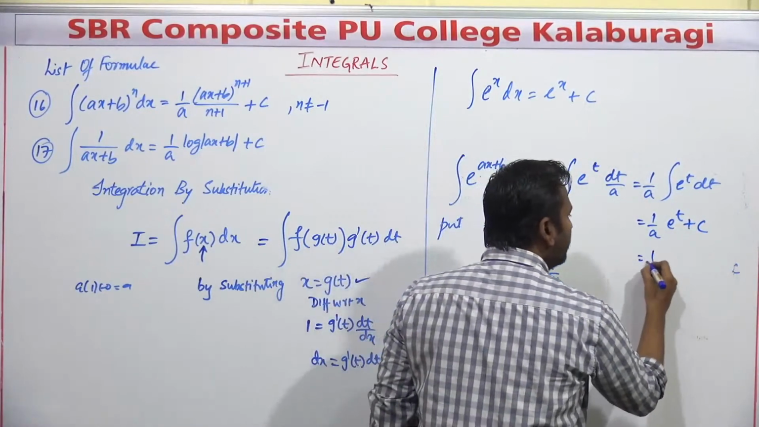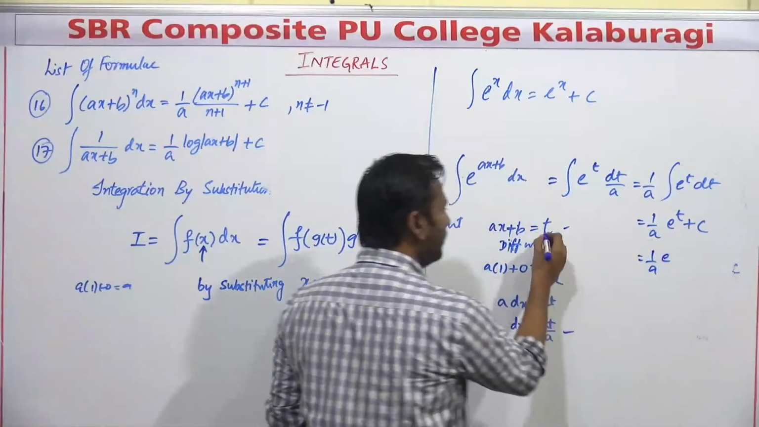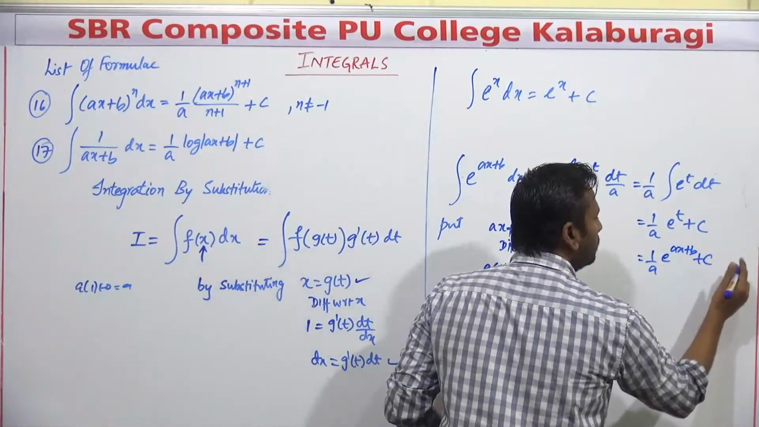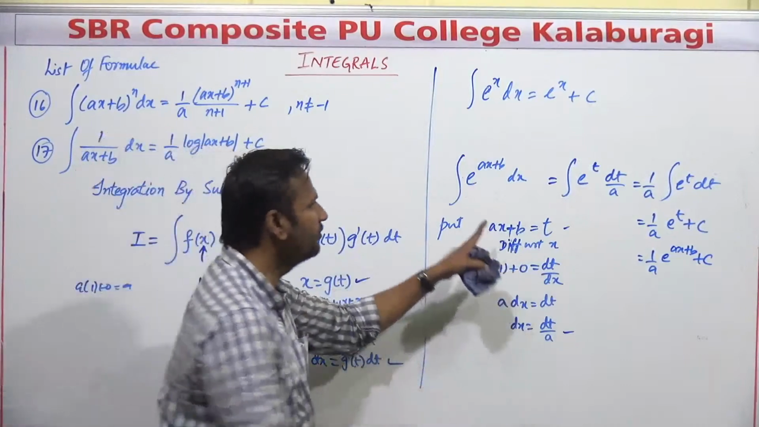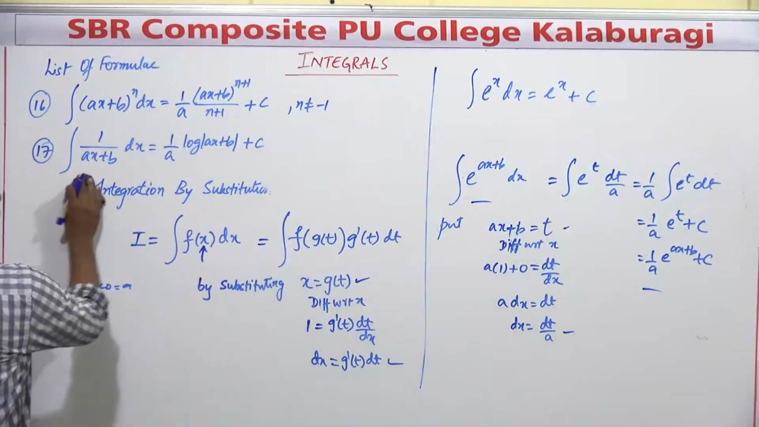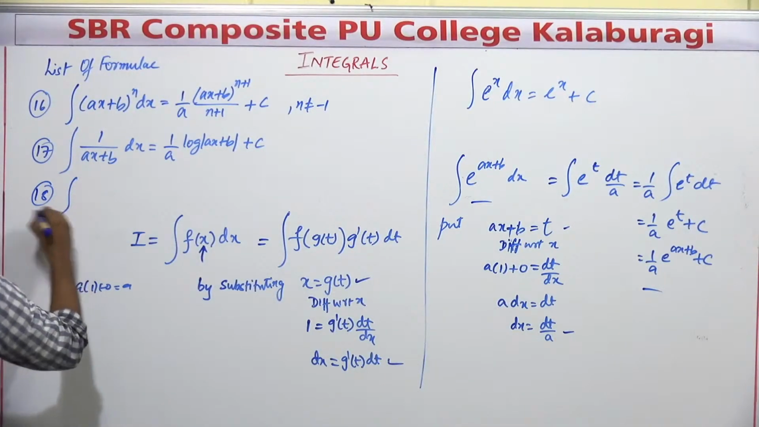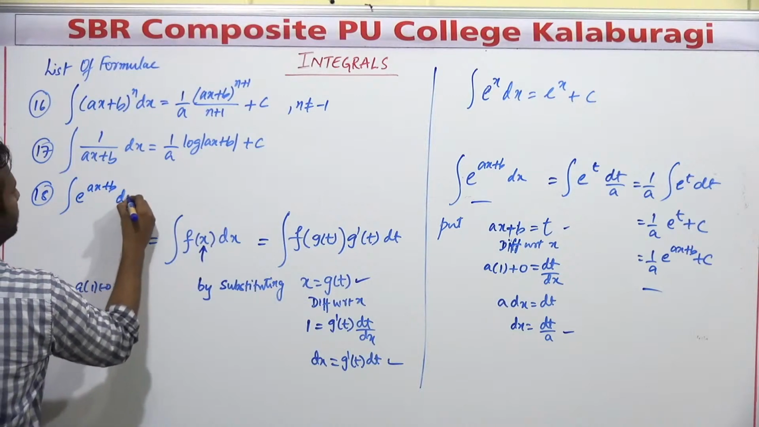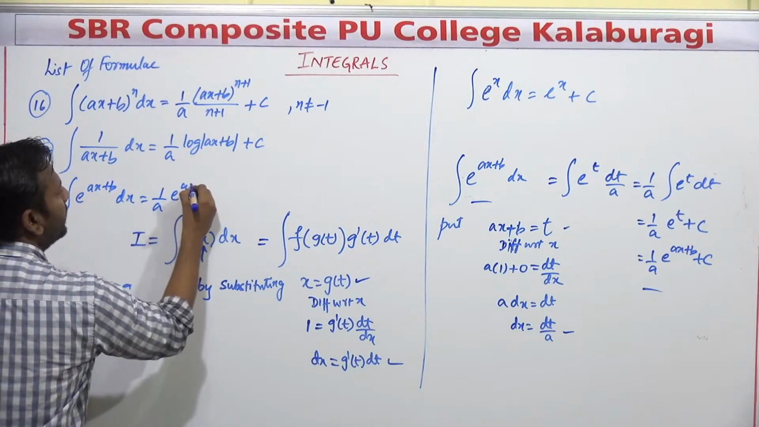Now, so I need the answer in the form of x there. So again you replace t as what here? T as ax plus b. Ax plus b. Got it? So one more formula we got now. What is the one more formula I got? 18th one. Integral of e raised to ax plus b dx is what we have? 1 by a e raised to ax plus b.